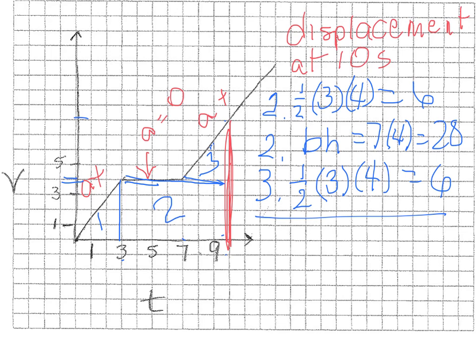So now you add everything up. So the total would be 6 plus 28 plus 6. So the total would be 40 meters. So the total displacement at 10 seconds is 40 meters.